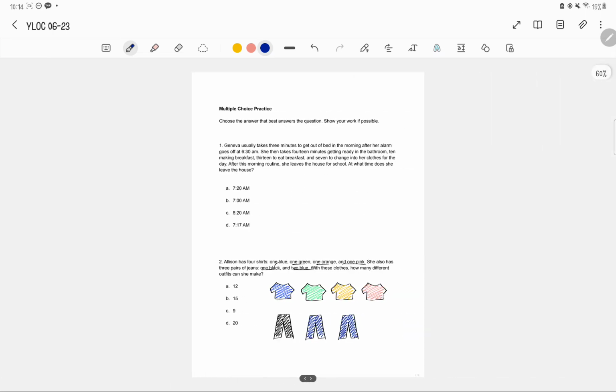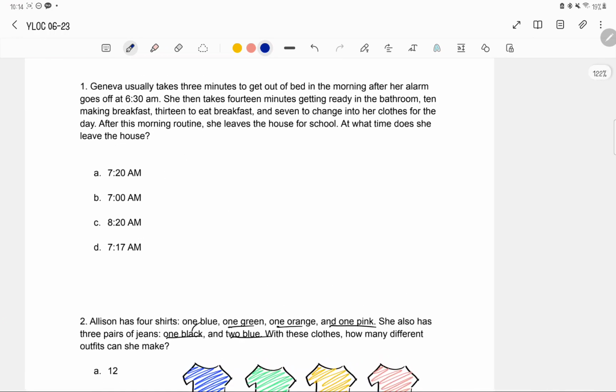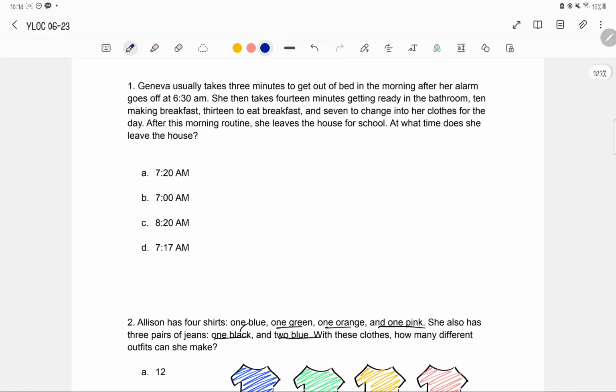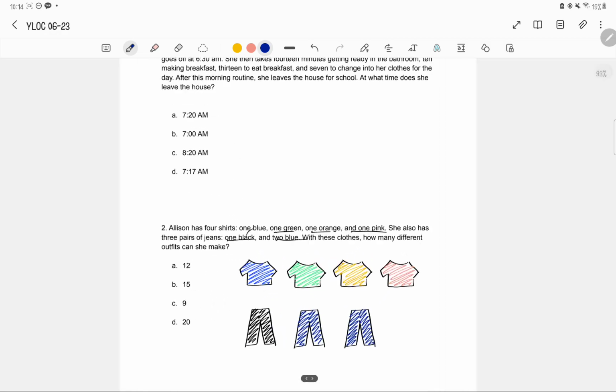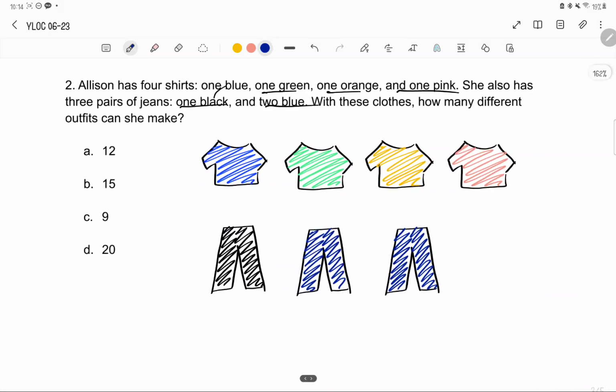Okay, moving on to the multiple choice questions. We're going to go over number 2 and number 3. Allison has 4 shirts: 1 blue, 1 green, 1 orange, and 1 pink. She also has 3 pairs of jeans, 1 black and 2 blue. With these clothes, how many different outfits can she make?